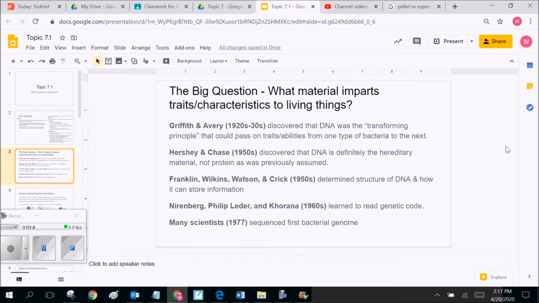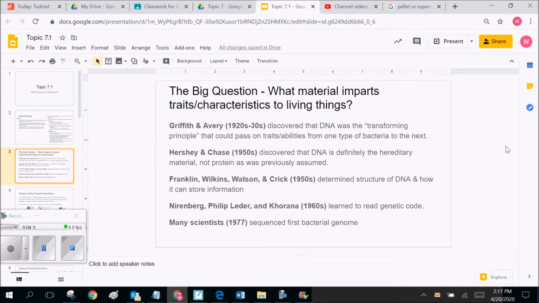This led Franklin, Wilkins, Watson, and Crick in the 1950s, just after Hershey and Chase, to try to determine the structure of DNA and to see how it would make sense that DNA was the molecular underpinning for all of our genetic traits. When they built a model of DNA in 1953, or actually maybe it was 54, they were able to show how the structure of DNA does in fact directly correlate with its ability to store information and to be easily passed on.